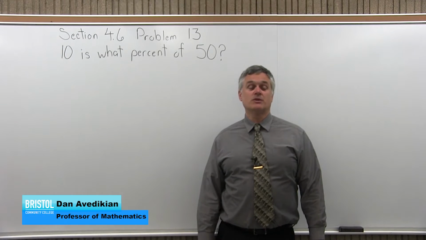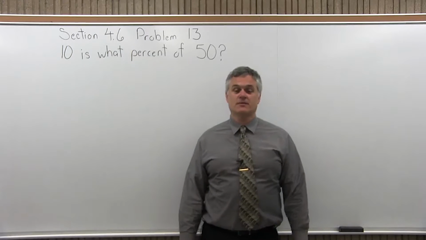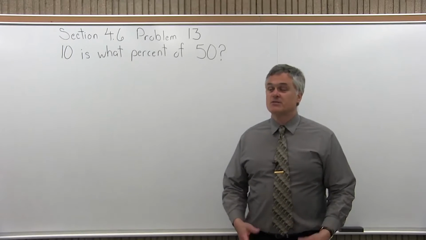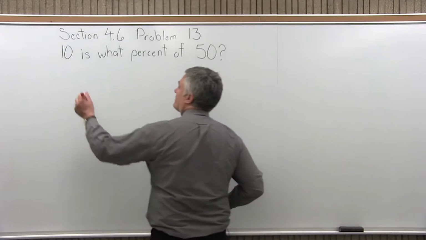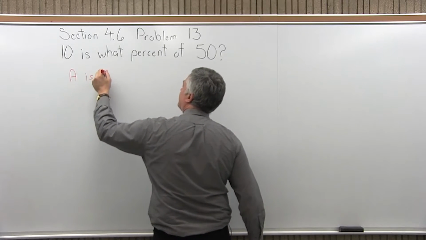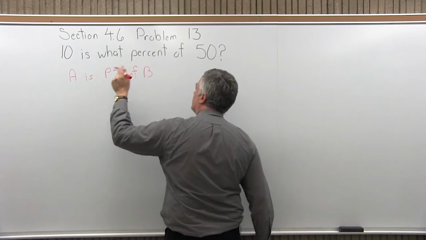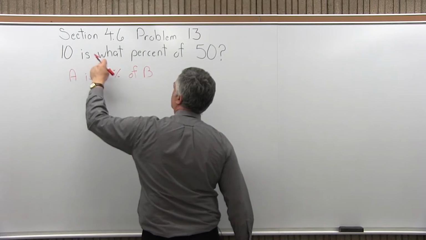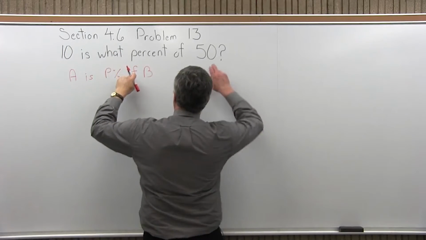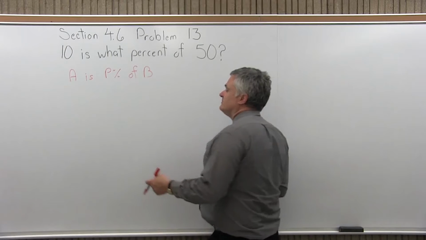This is Section 4.6, Problem 13. It says, 10 is what percent of 50? And we want to solve this as a proportion. So, as we set it up to use the proportion, we want the question to be in the form A is P percent of B. And that's really what we have. A is some percent of B. So it's in the right form. We don't have to rearrange it.